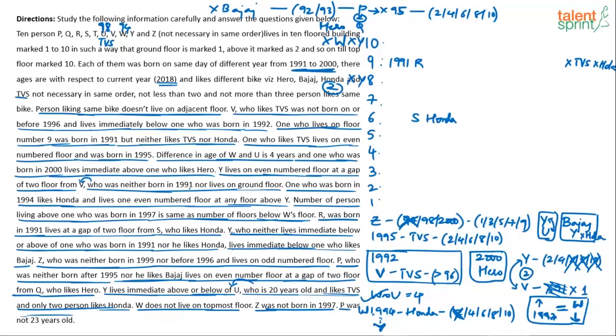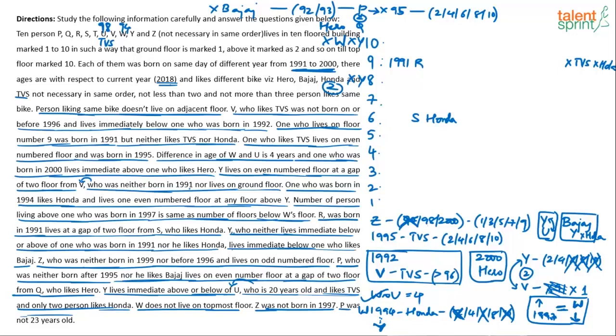Likewise for W Honda, see this statement here, W 1994 Honda, 6th floor is ruled out, right? 6th floor is S. 6th floor is ruled out. 10th floor is possible, 8th floor is possible. 10th floor is also not possible because W does not live on 10th floor, we know. You see W, here we have marked that W cannot belong to 10th floor. So W does not live on 10th floor. So W belongs to either 4th floor or 8th floor.